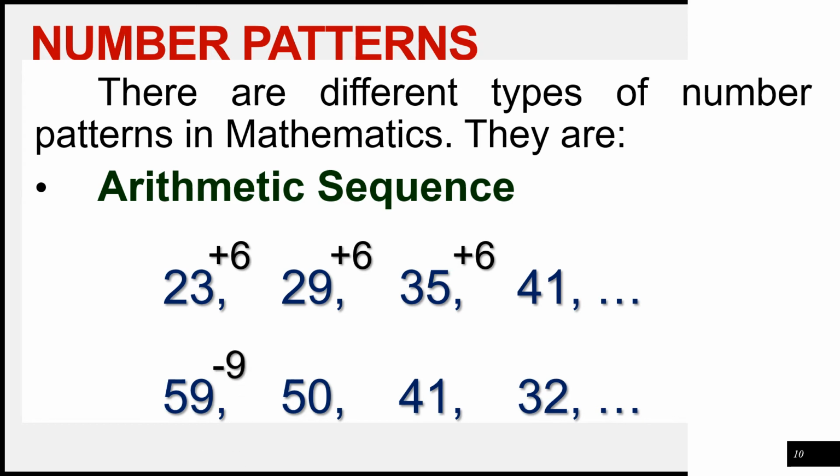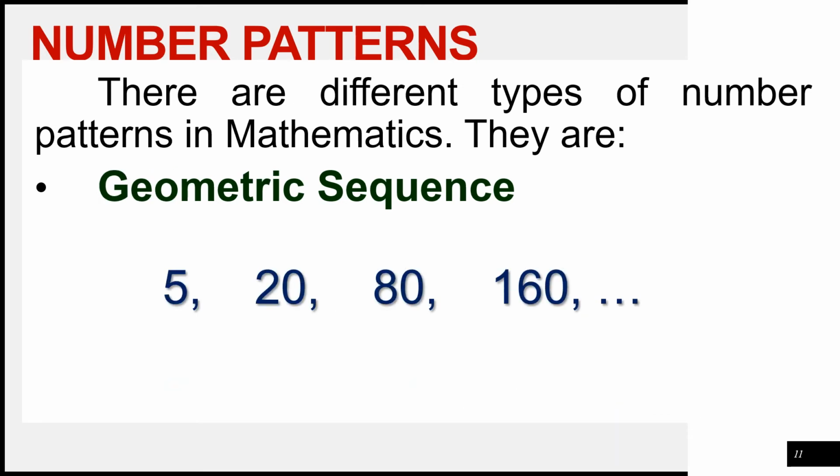Yes, it is negative 9. So, you will just have to add negative 9 on the succeeding terms so that you will be able to find the next terms in the arithmetic sequence. So, we have 59 plus negative 9, or simply minus 9, you get 50. And then we have minus 9 again to get 41, minus 9 again to get 32, and so on. If you wish to identify the next terms in this arithmetic sequence, you will have to continuously add negative 9 to get the next terms.